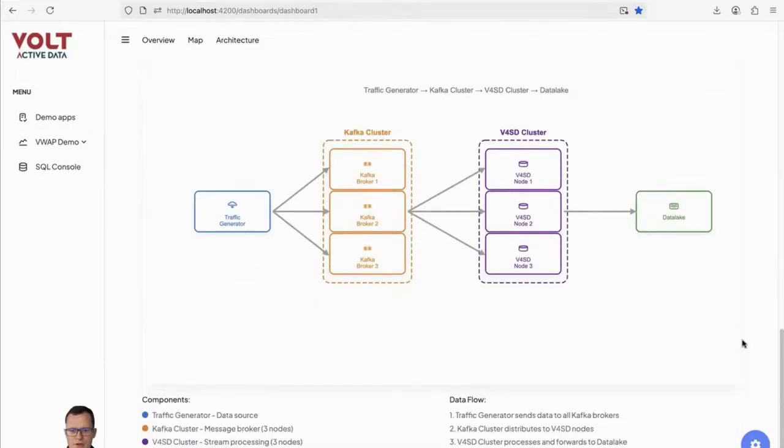And this is the demo architecture again. So we have this deployed on the GCP cluster, and the traffic is flowing through Kafka, VoltDB, and then at the end of the session it can be exported to the data lake.